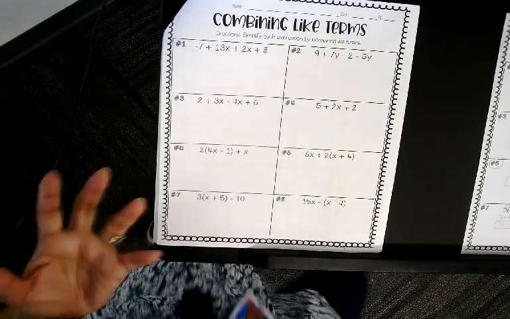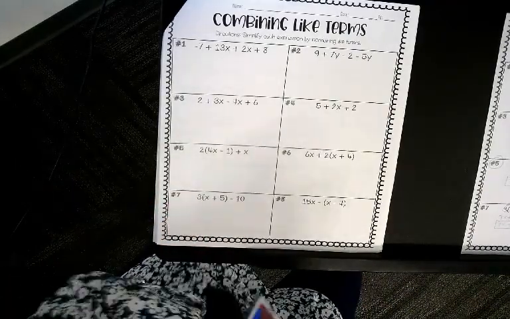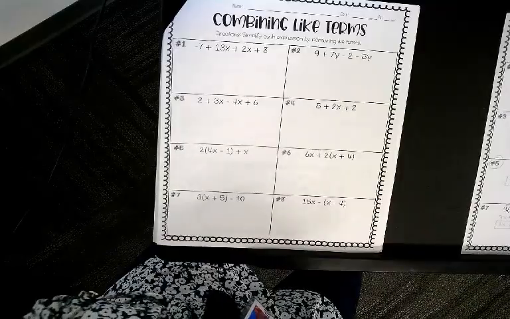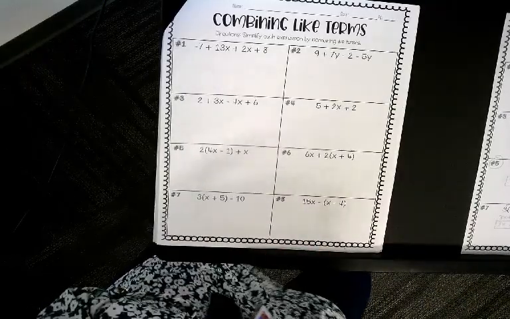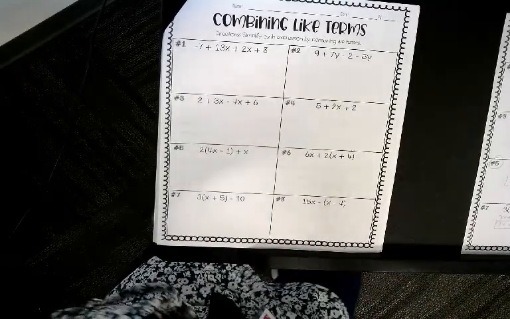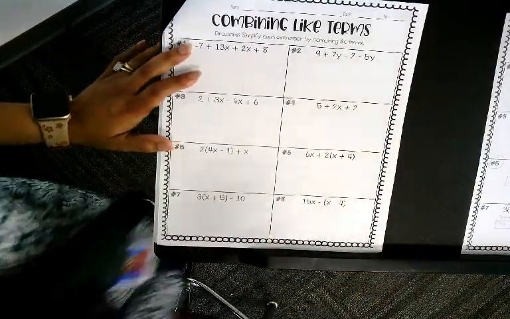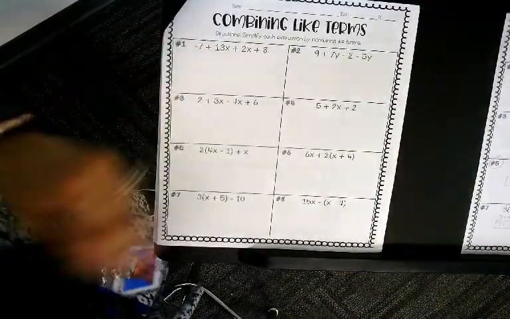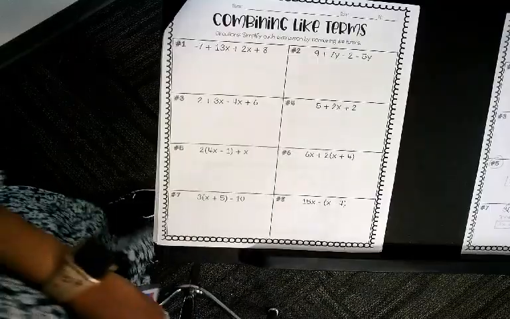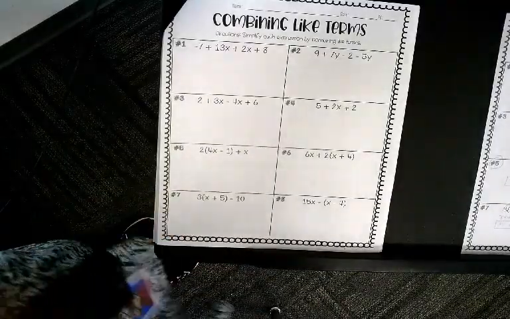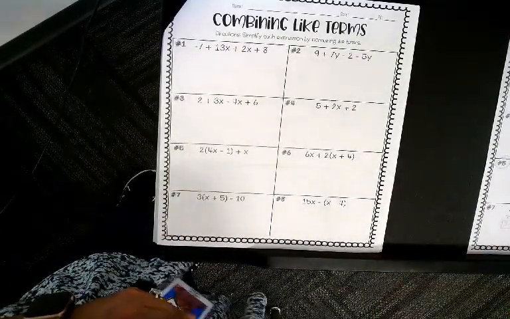Talk about combining like terms today and the distributive property. Those are the two things. You've worked on combining like terms since middle school, but this is a refresher with everything. We don't want to move forward without reviewing it one more time.